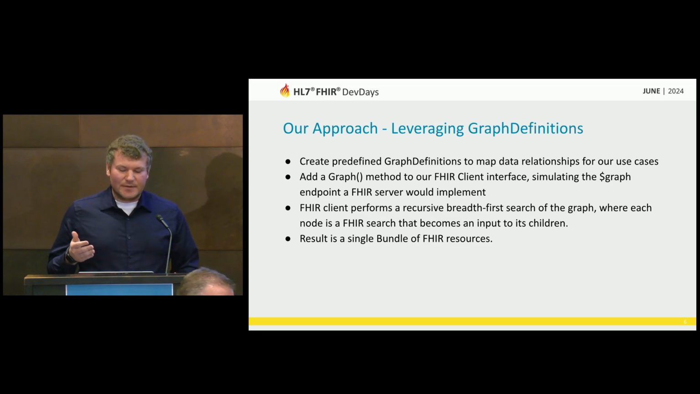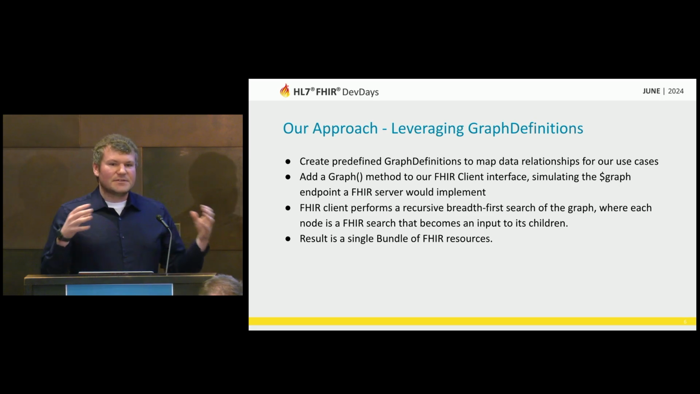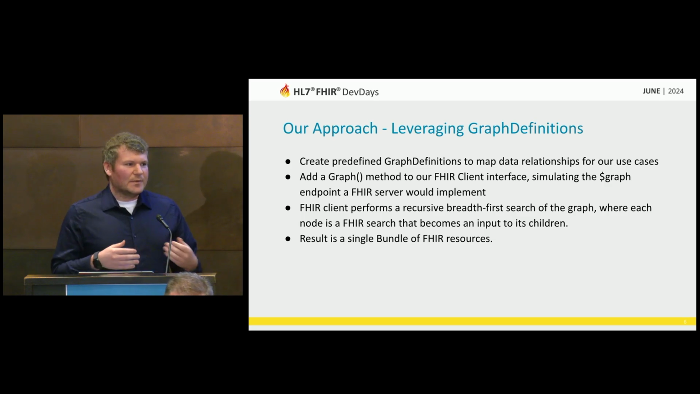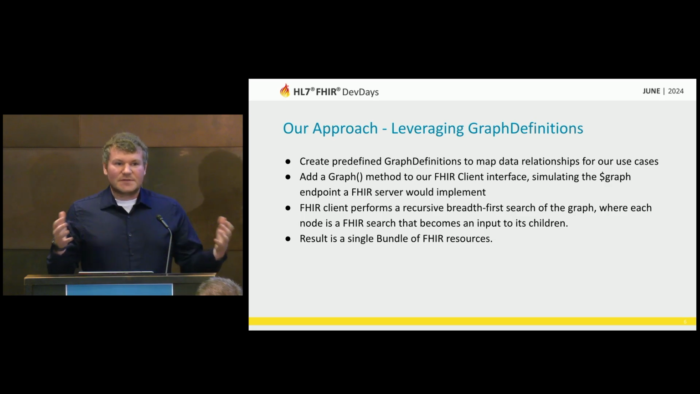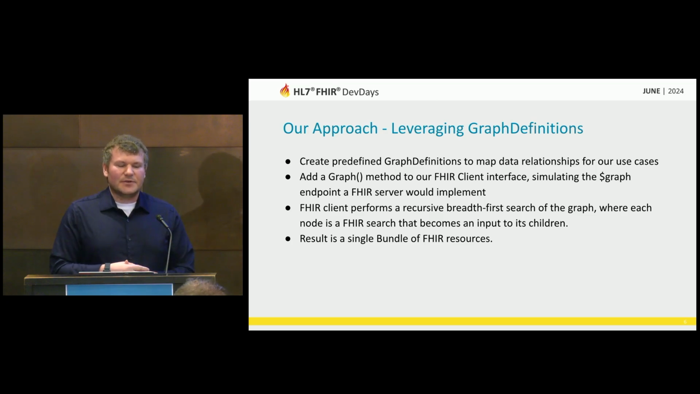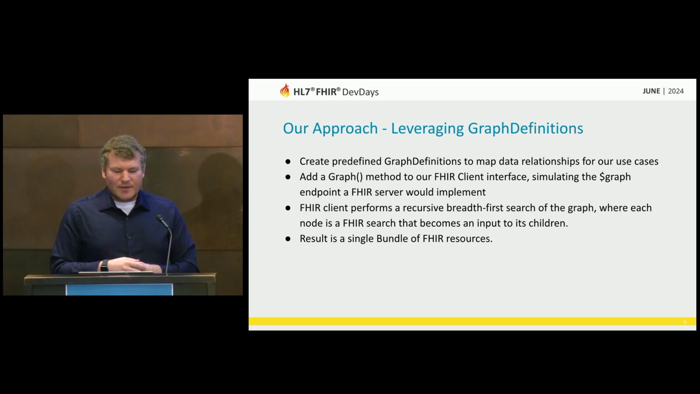So what's happening under the hood is our FHIR client is performing a recursive breadth first search of the graph. And so each node in the graph has a target and it has a FHIR search that you're performing. And the results of that individual FHIR search then become the inputs to the next children nodes in that graph. And what you get at the end of this entire operation is a single bundle of FHIR resources.